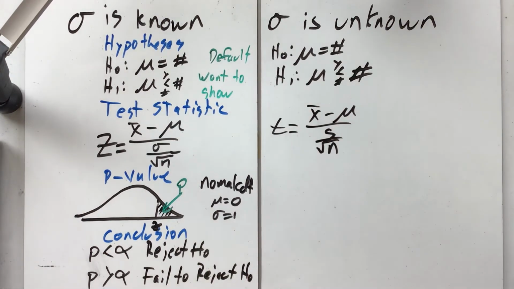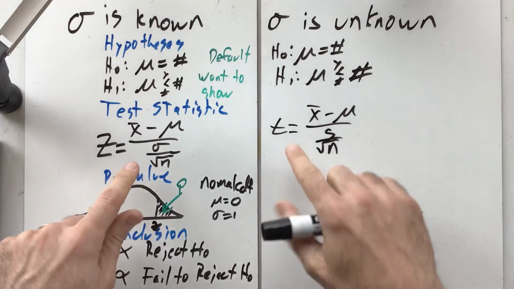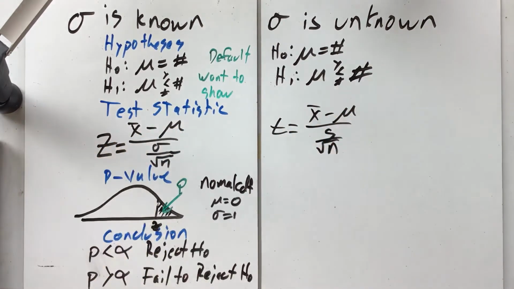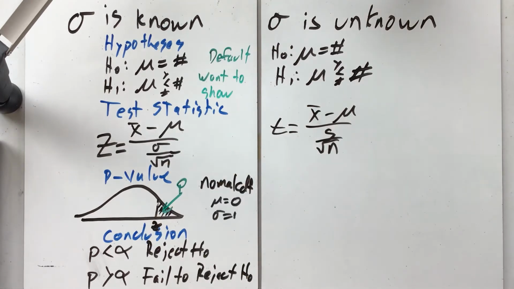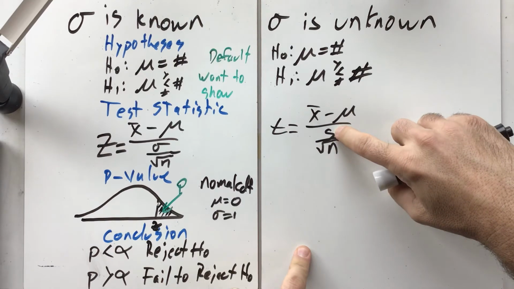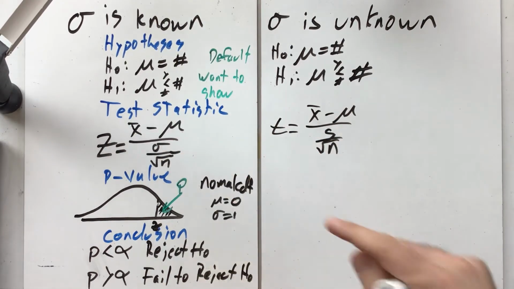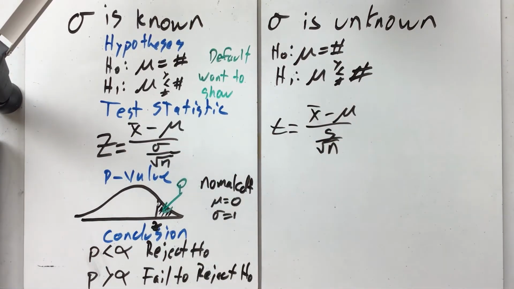So really our problem looks the same. Notice the formulas are basically the same. The only difference is here we're using s because we don't know what sigma is. Once again, what's the difference between s and sigma? s is the standard deviation for your sample. Sigma is the standard deviation for the entire population.